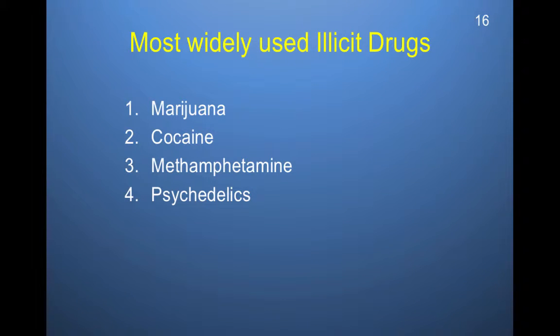So the most widely used illicit drugs are marijuana, cocaine, methamphetamine, and psychedelics. This does not include abuse of prescribed drugs, which is very, very common. So we're going to talk about these illicit drugs in a little bit more detail. Marijuana, going over the basics of absorption and distribution.